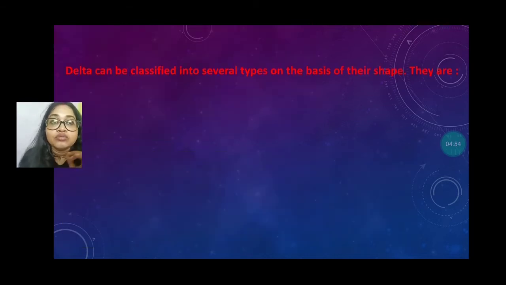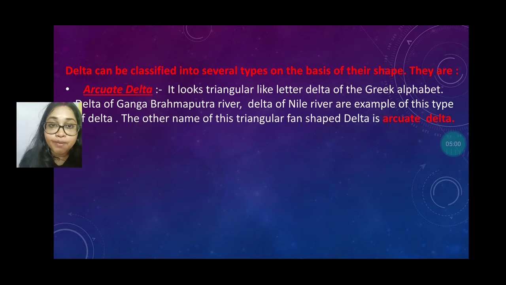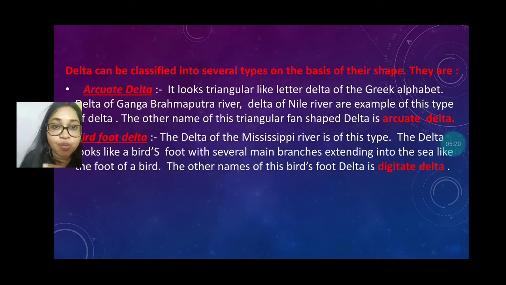And now, delta is also divided into three categories depending on their shape. Number 1 is the arcuate delta. It looks like a triangle, the letter delta of the Greek alphabet. The Ganga Brahmaputra delta and the delta of the Nile river are examples of this kind of delta. This type of delta has another name, triangle fan-shaped delta.